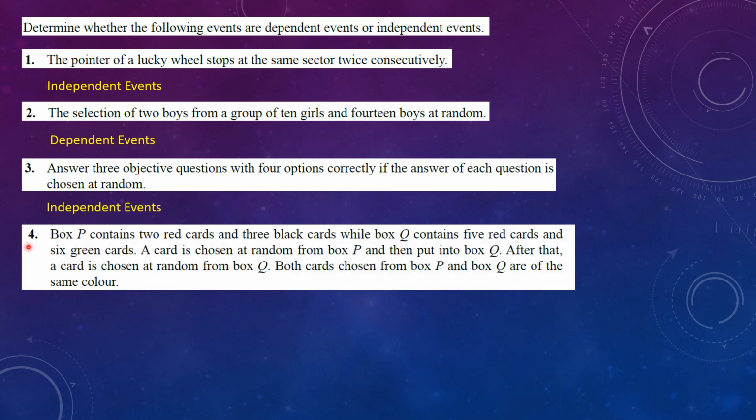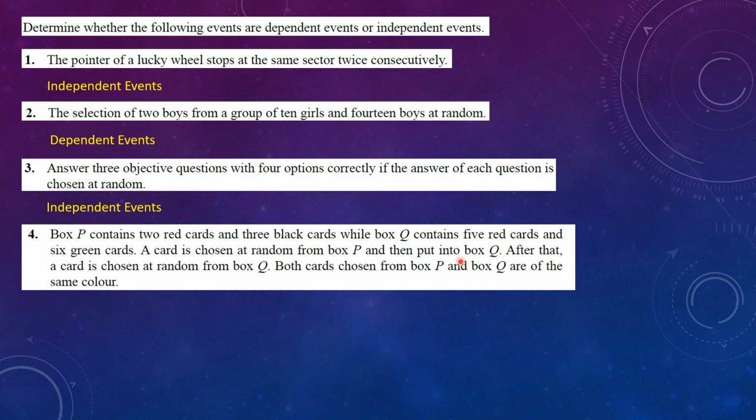dependent. For number 4, box P contains 2 red cards and 3 black cards, while box Q contains 5 red cards and 6 green cards. A card is chosen at random from box P and then put into box Q. After that, a card is chosen at random from box Q. Both cards chosen from box P and box Q are of the same color. So here, for box P, you have 2 reds and 3 black cards. And box Q, you have red and green cards.